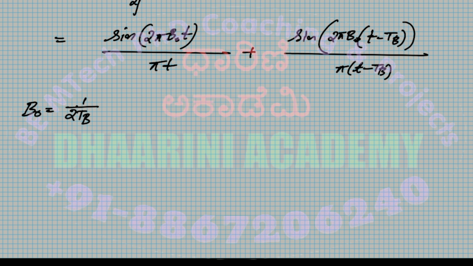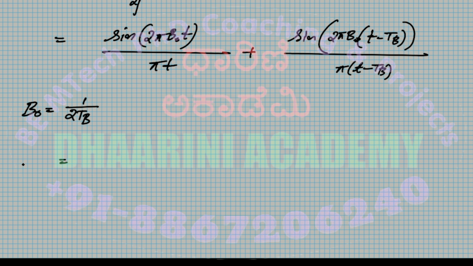Because 1 by TB is the total frequency, half of that is B naught. So you see B naught is here and B naught is here. This is minus B naught, from 0, 1 B naught is half of that. That's why it is 1 by 2 times TB, TB in the denominator. So let us try to substitute that, so that we can understand what exactly this particular waveform is going to look like.